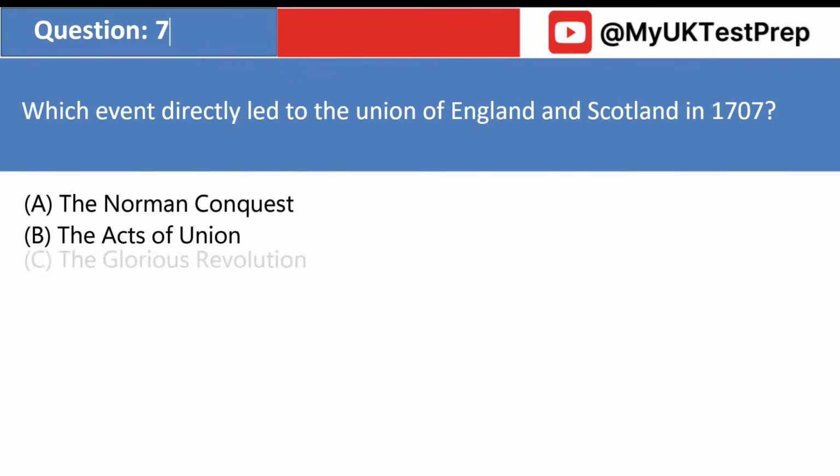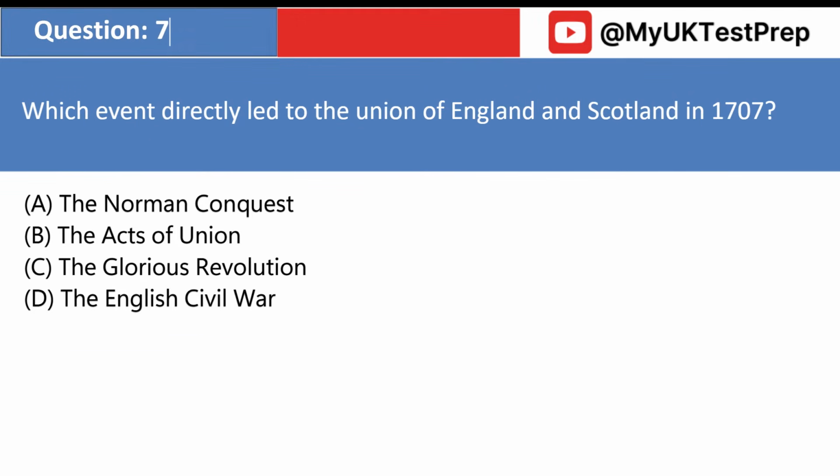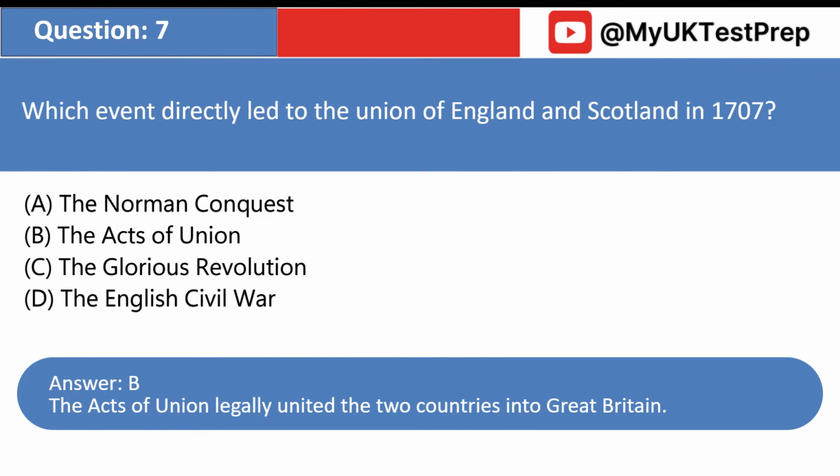Which event directly led to the Union of England and Scotland in 1707? A. The Norman Conquest. B. The Acts of Union. C. The Glorious Revolution. D. The English Civil War. Answer: B. The Acts of Union legally united the two countries into Great Britain.